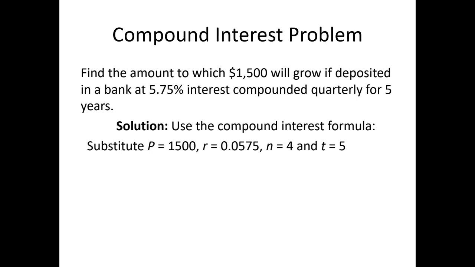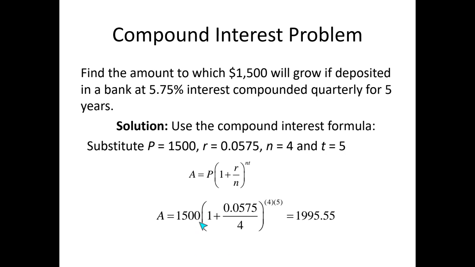So here I have 1500. That is how much money you're investing, or what you're beginning with. So that's going to be your P. Your rate is 5.75%. So I'm going to move the decimal to the left 2 places and I get 0.0575. It says compounded quarterly, so that's going to be 4. That's your N. And then we're going to do this for 5 years, so T equals 5. Then I'm going to plug into the formula. So we get 1500 times the quantity 1 plus 0.0575 divided by 4, raised to 5 times 4.